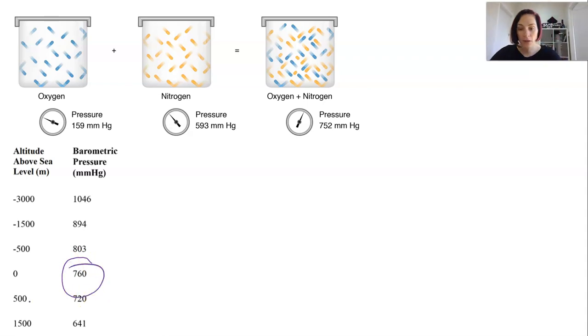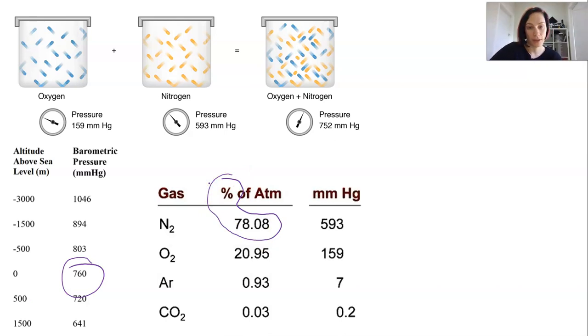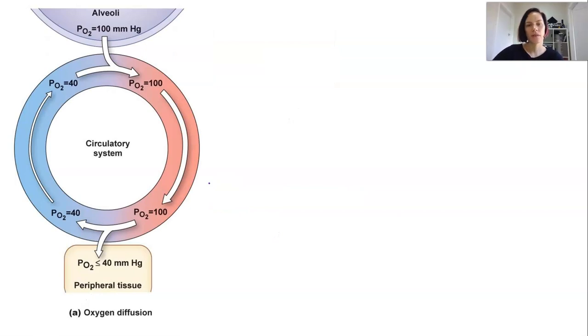Now, at sea level, the pressure of the atmosphere is 760 millimeters of mercury. And since we know that the atmosphere is a mixture of gases, and we know the percentages of total gases, we can actually calculate the partial pressures that each gas exerts. So for nitrogen, for example, it would be 78.08% of 760, which is 593. Now, when we apply the same information to the gases in our alveoli, in our bloodstream, and our tissues, it can explain the movement of gases between these areas.